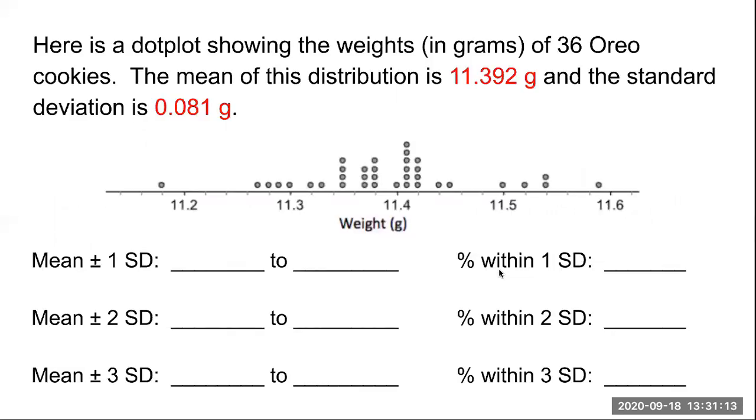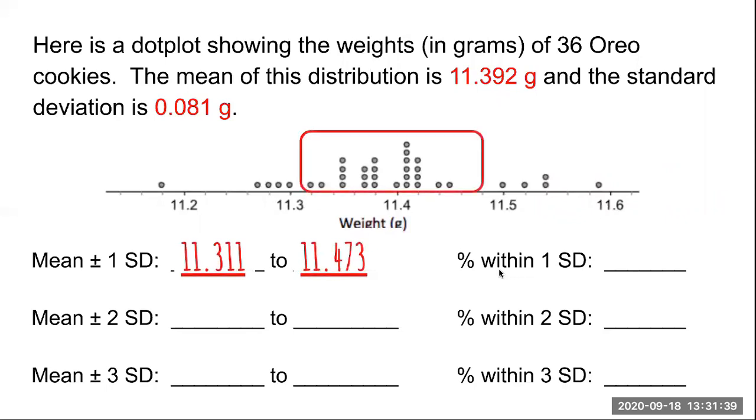So for instance, here's a dot plot showing the weights in grams of 36 Oreo cookies. The mean of this distribution is 11.32392 grams, and the standard deviation is 0.081 grams. So if we take that mean and we add and subtract 1 standard deviation, subtracting 1 standard deviation would give us that value, and adding 1 standard deviation would give us that value.